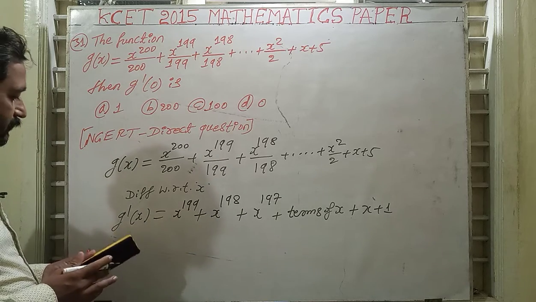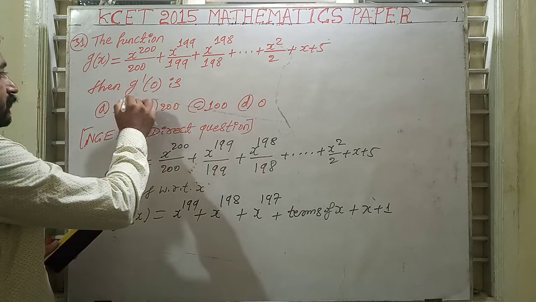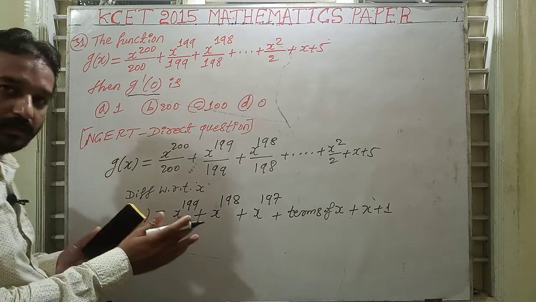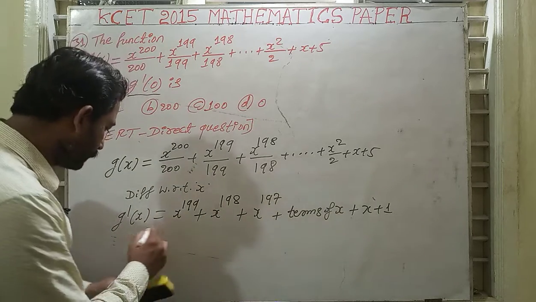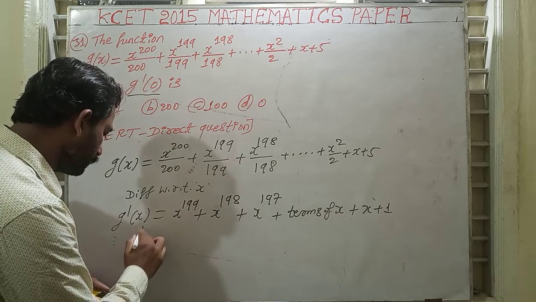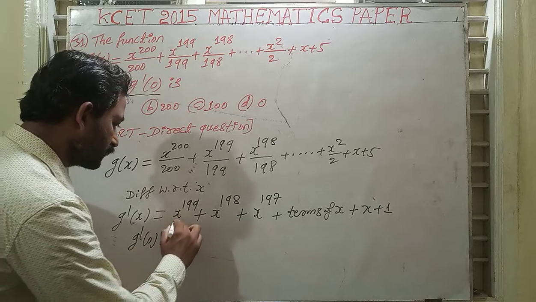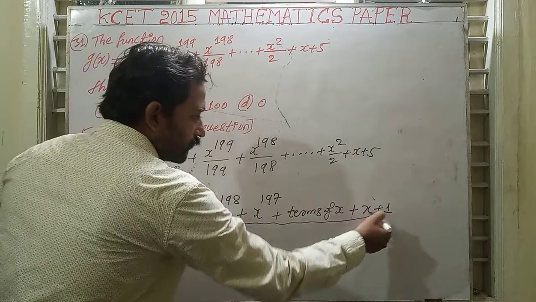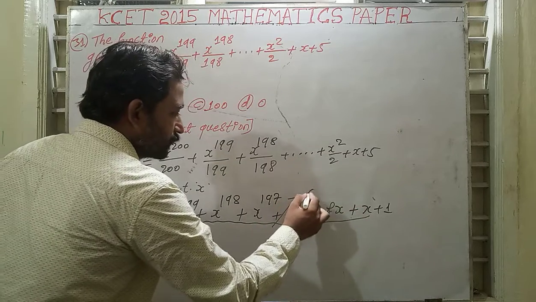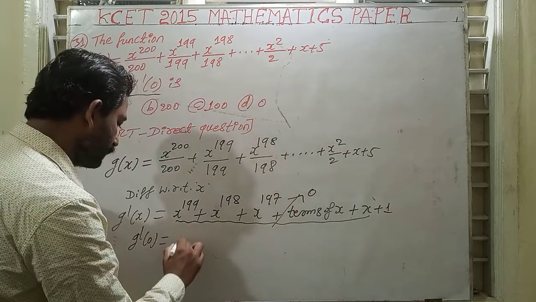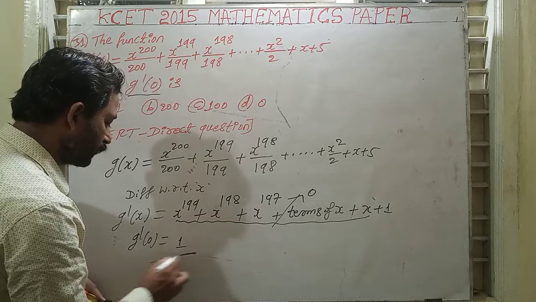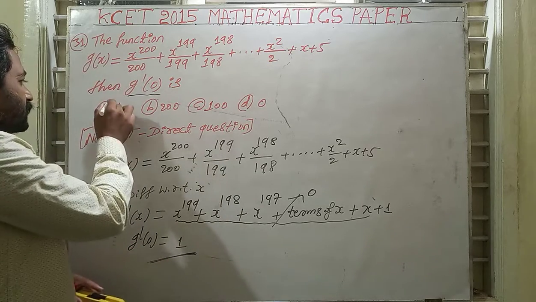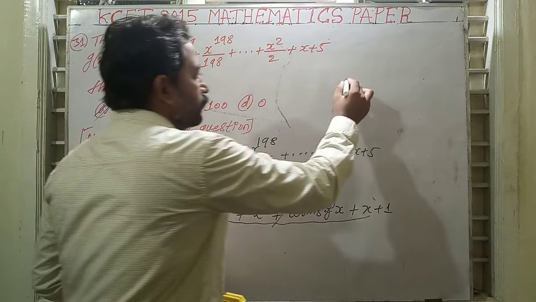This is not the answer, we have to find g dash of 0. So put x equal to 0 on both sides. G dash of 0 is equal to, all the terms of x become 0, only 1 remains. So g dash of 0 is equal to 1, which is the answer. Option A is correct.